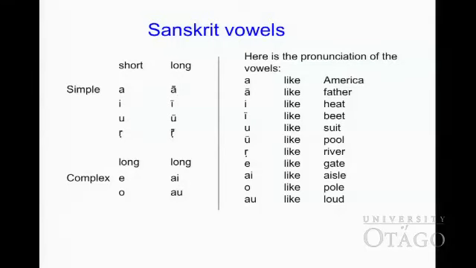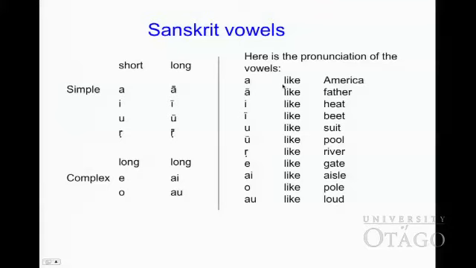In the first part, you can see the simple vowels have both short and long. Start from a, i, u, ri. This is the first part of vowels. And the second one is complex. All complex vowels are long. Start from e, ai, o, and au.